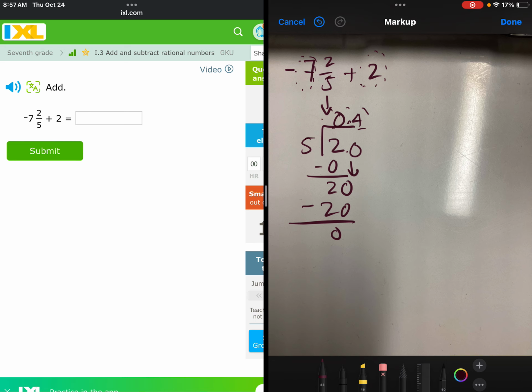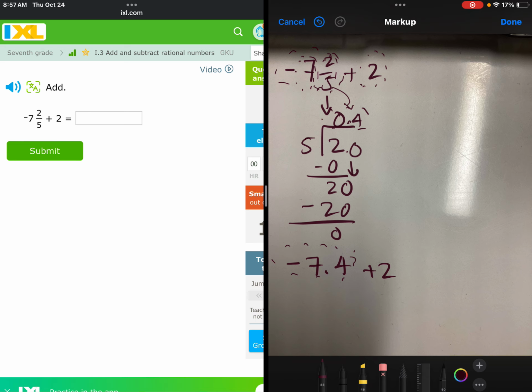This part over here equals 0.4. So how do we put it together? Simply by just doing negative 7.4. I just added the negative 7 and the negative 0.4. Okay? And I got this decimal. This top mixed fraction equals negative 7.4. Okay? Plus 2. Good. So how do we handle that?